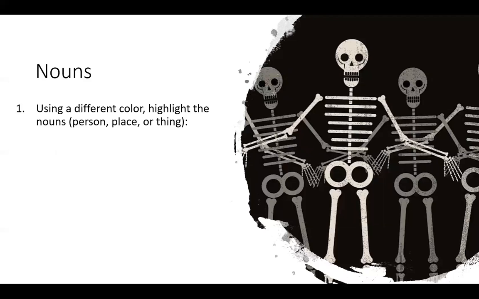So now we're going to move on to nouns. Using a different color, highlight the nouns. Our nouns are person, place, or thing. Kind of at its basics, nouns are words that you can put a in front of, or you can add an s to at the end to make it plural.